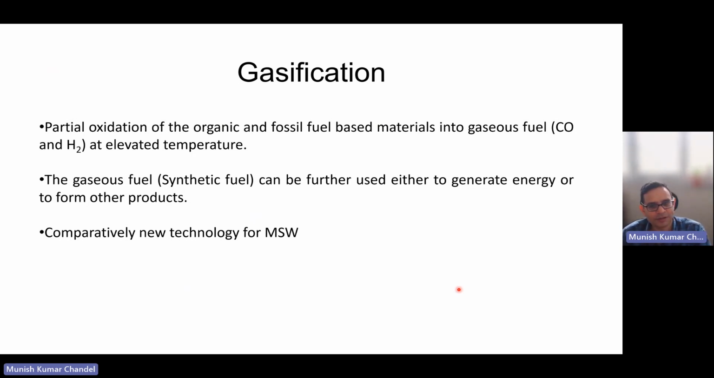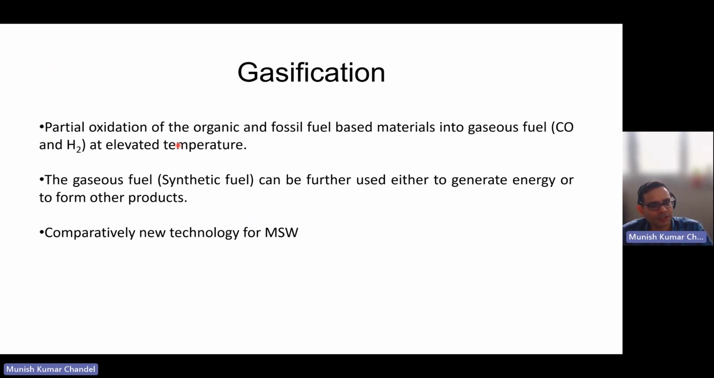But at the same time, if the calorific value is low, you have to put in auxiliary fuel. That means instead of producing energy, you are consuming more energy. It could be expensive, and there are air pollution control concerns. However, modern incinerators have very good air pollution control devices, but that also makes them a little bit costly in terms of operation as well as construction.